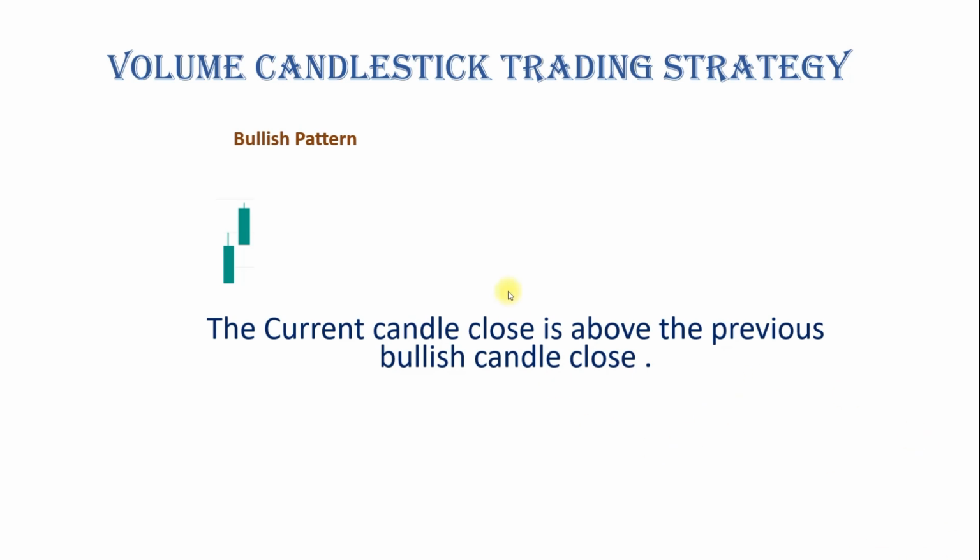Okay, so here this is the bullish candlestick pattern. The current candle close is above the previous bullish candle close. This means that this is the bullish pattern. So we need to understand the bullish and the bearish pattern in order to trade.